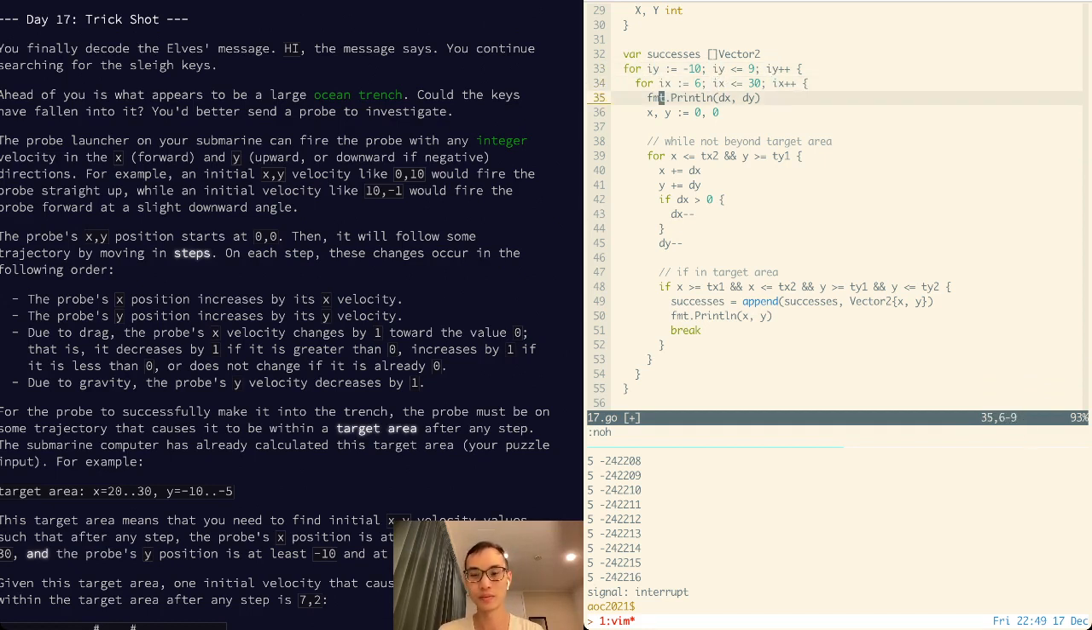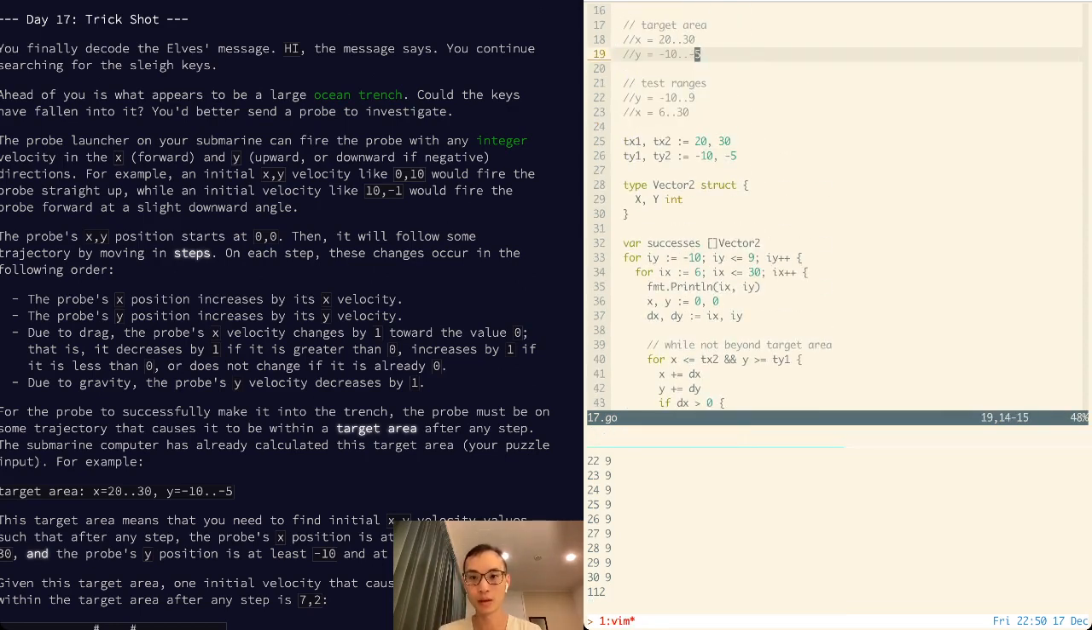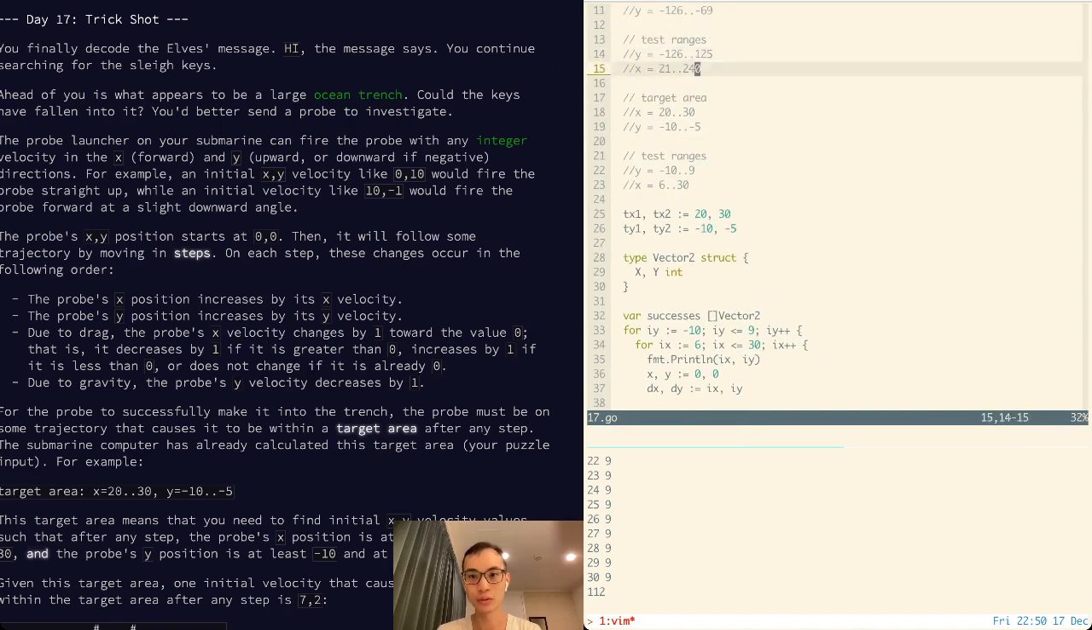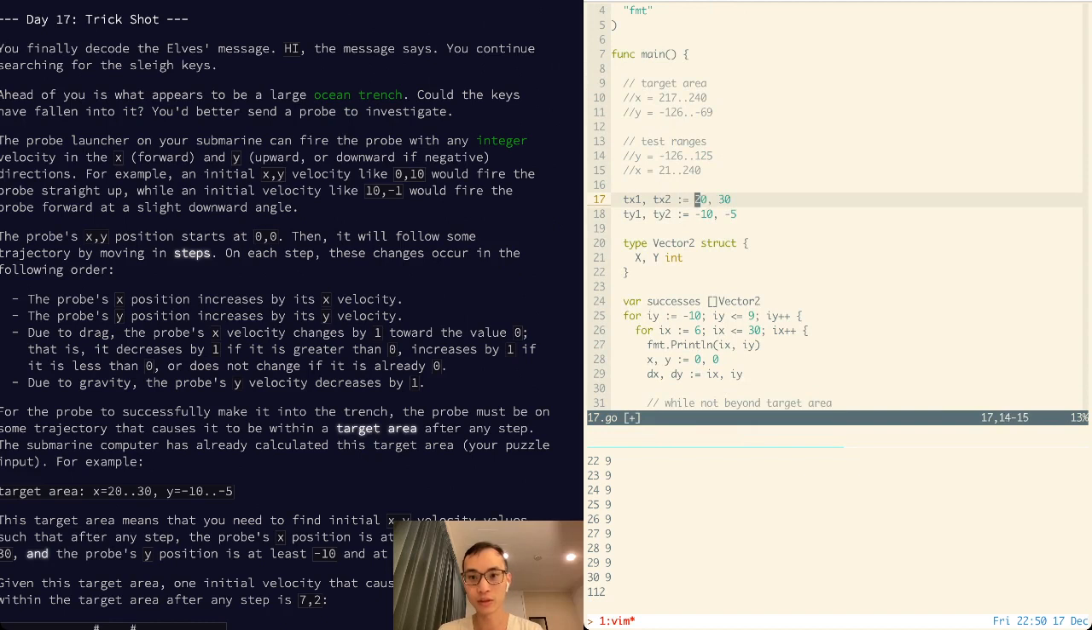Initial. There we go. I'm changing the value. It's late, it's almost 11 o'clock. 112. Perfect. Okay, I'm happy with that. Let's bring in our actual data. Target area is 217 to 240. This way is minus 126 to minus 69.